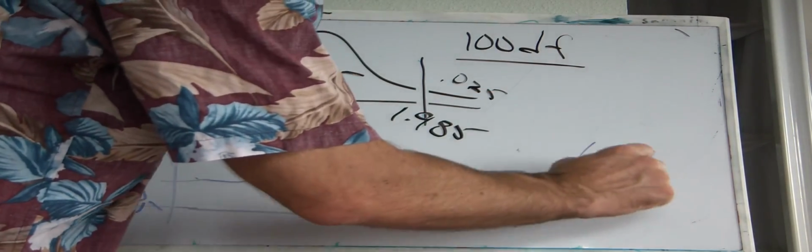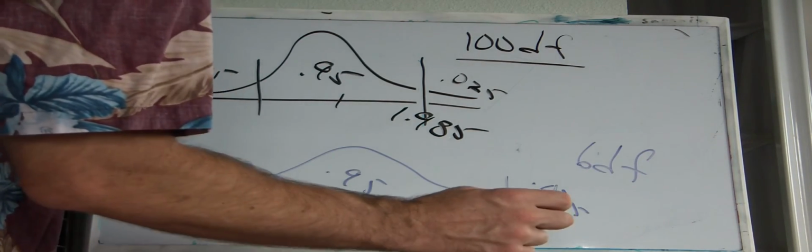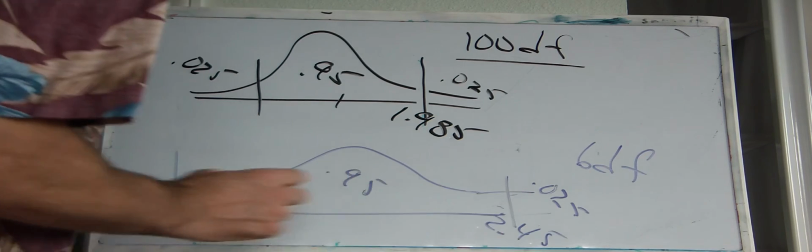If you have only 6 degrees of freedom, then you have to go out much further. It's about 2.45. And again, negative 2.45 in this direction.